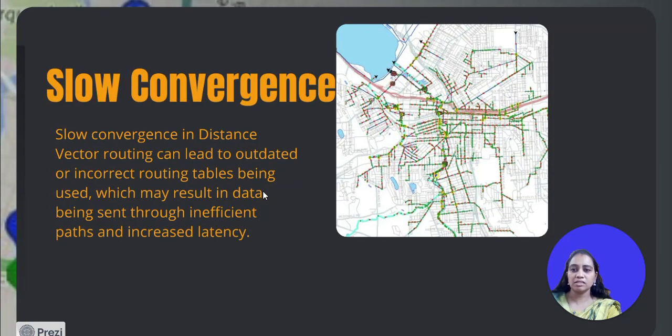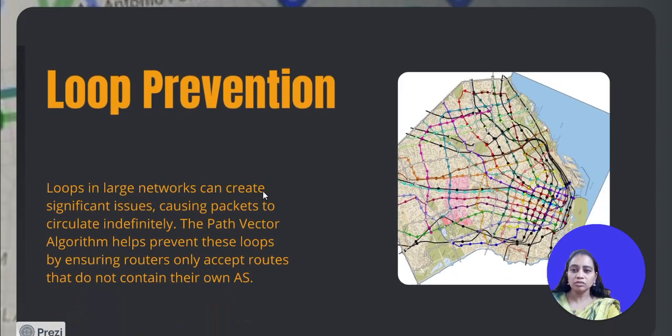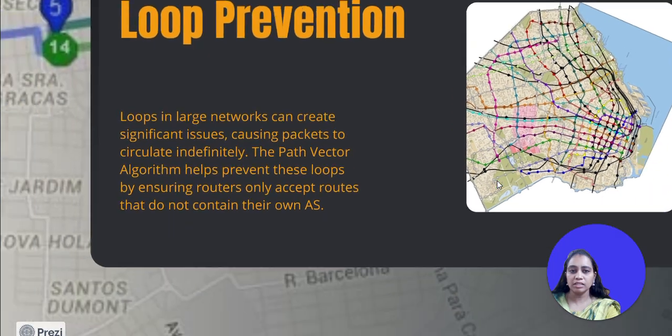Then slow convergence in the distance. When you start routing the information, or when you send the information to the table in the router, it may result in duplication of data or inefficiency, maybe due to less bandwidth, or if you are using outdated information. Then loop prevention, as I mentioned earlier. The same data may reach several times, which creates a loop. Data will be roaming around the loop and it takes much time to reach. That is why we have to use the path vector.